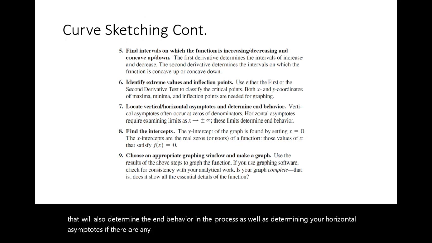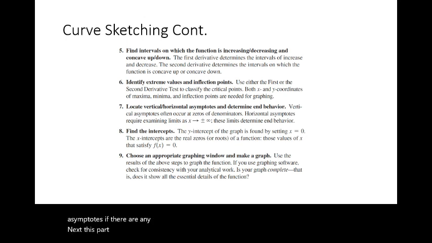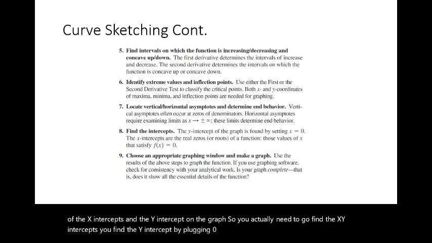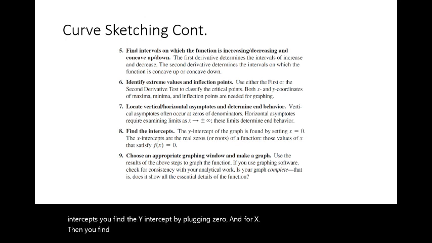Next, this part involves absolutely no calculus. A graph is not complete unless you have shown all of the x-intercepts and the y-intercept on the graph. So you actually need to go find the x and the y-intercepts. You find the y-intercept by plugging 0 in for x. Then you find the x-intercepts by taking the original function, setting it equal to 0, and solving for x.